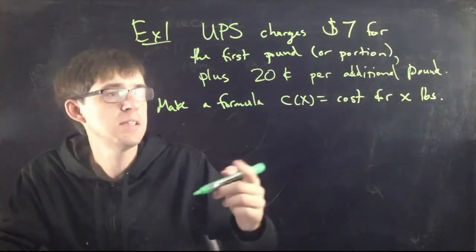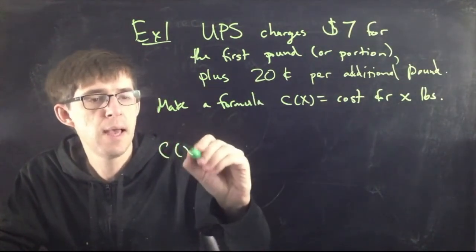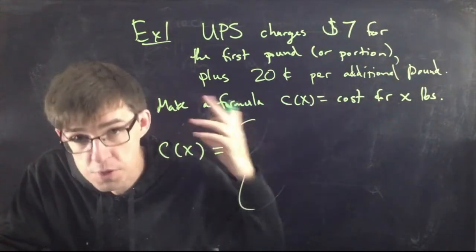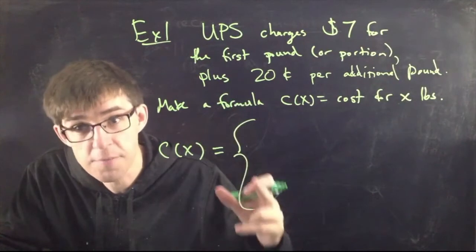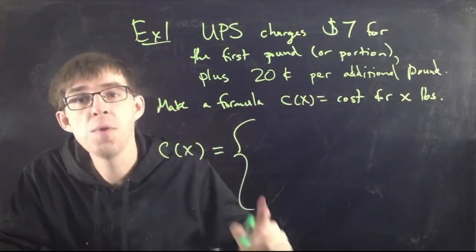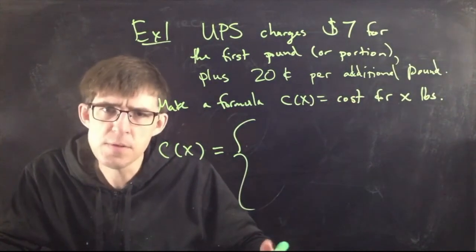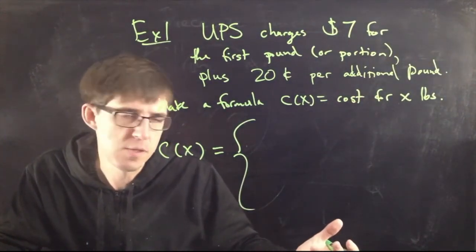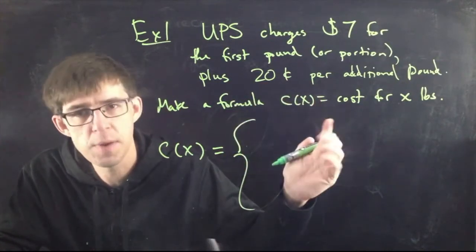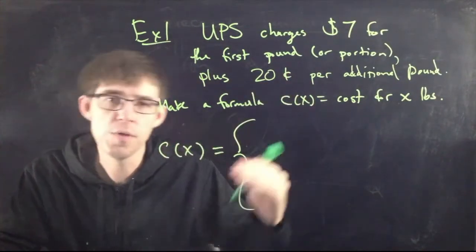Okay, so let's see if we can make this happen. First, you just have to have the idea that this is indeed going to be a piecewise function. Next, decide for yourself what the pieces are. Are there just 2 pieces? Are there 3 pieces? More than 2 pieces is certainly possible. In this case, there's only 2 pieces because there's only 2 rules, right? There's the less than 1 pound or the more than 1 pound.